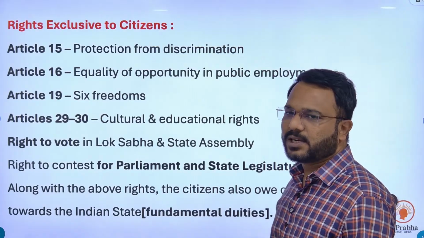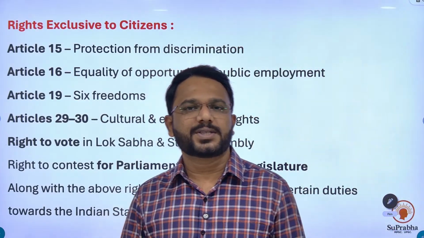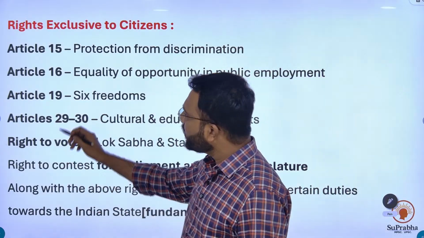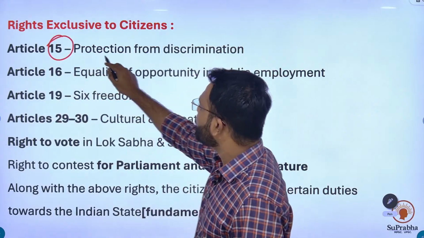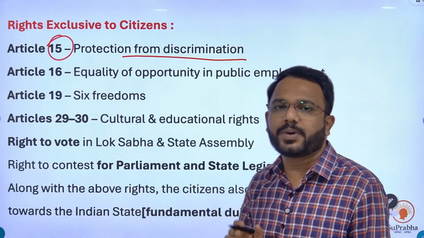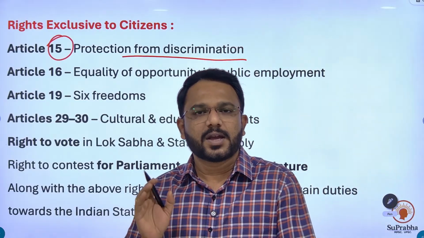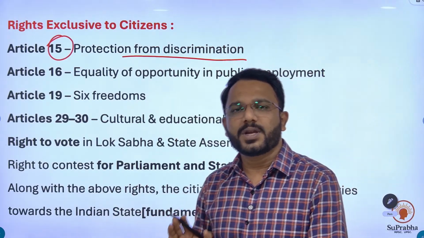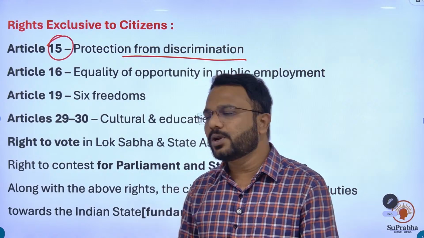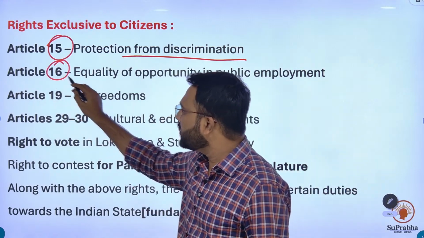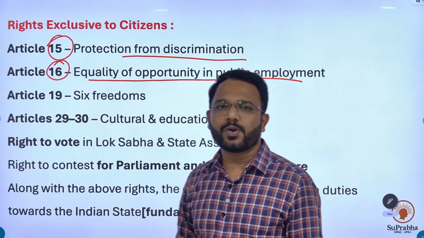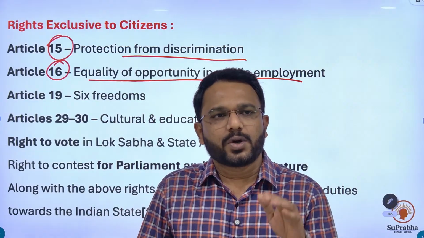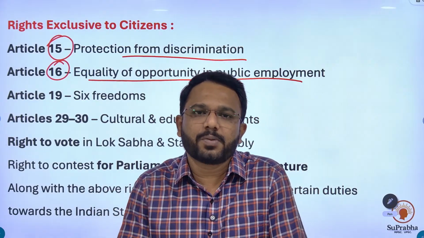Rights which are exclusively available for citizens are mentioned in the constitution. Article number 15 says protection from discrimination on the basis of religion, race, caste, sex and place of birth. So this right is exclusively available for citizens only. Similarly, article number 16, equality of opportunity in public employment. So if an individual is a citizen of India, he has the right to equality of opportunity for public employment.